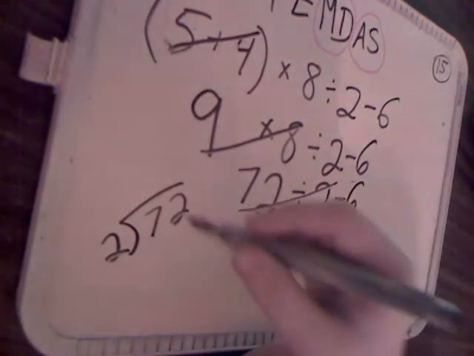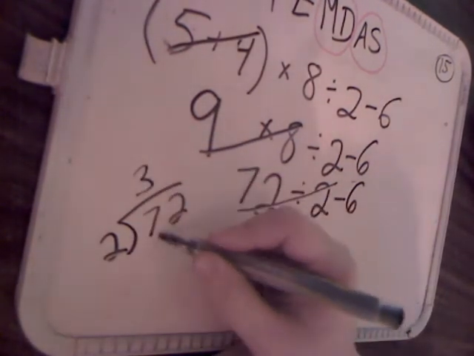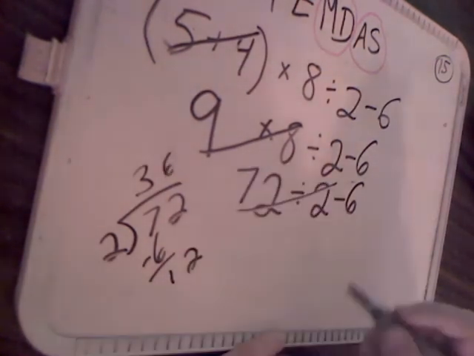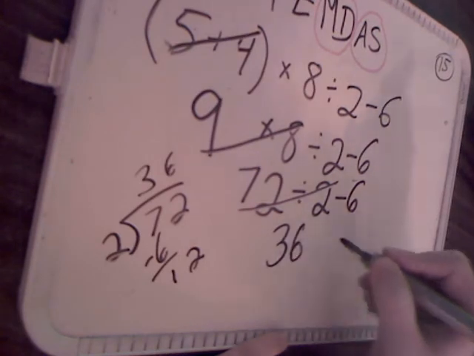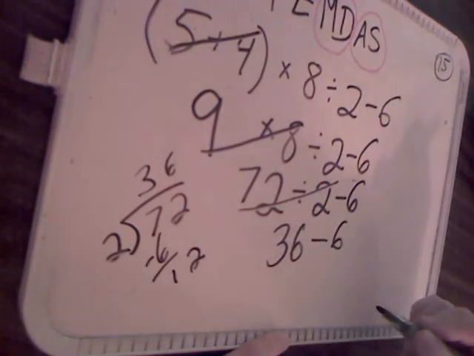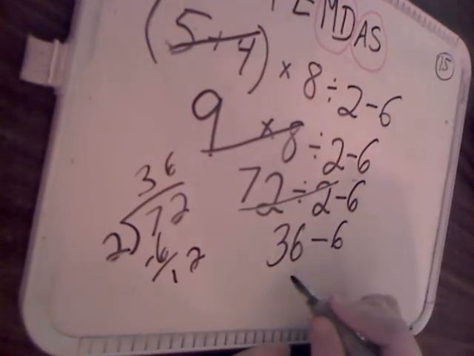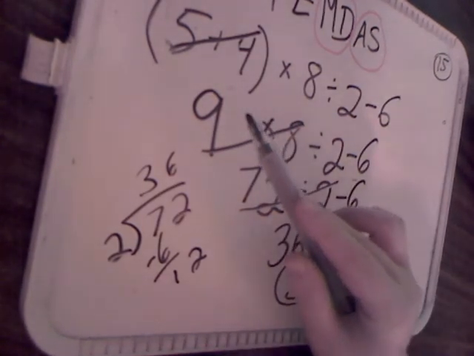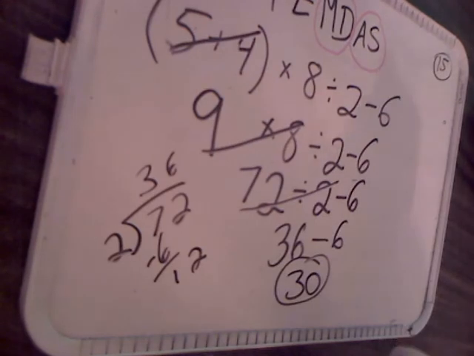2 goes into 7 3 times. 3 times 2 is 6. Left with 12. 2 goes into 12 6 times. So we're left with 36 minus 6. 36 minus 6 is 30. So when we add parentheses to this, we've solved this problem the correct way also, because we followed the parentheses.